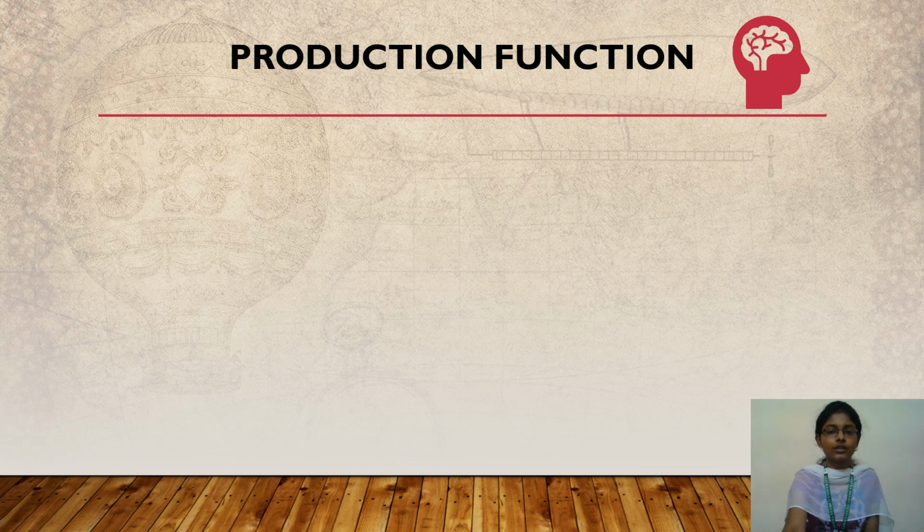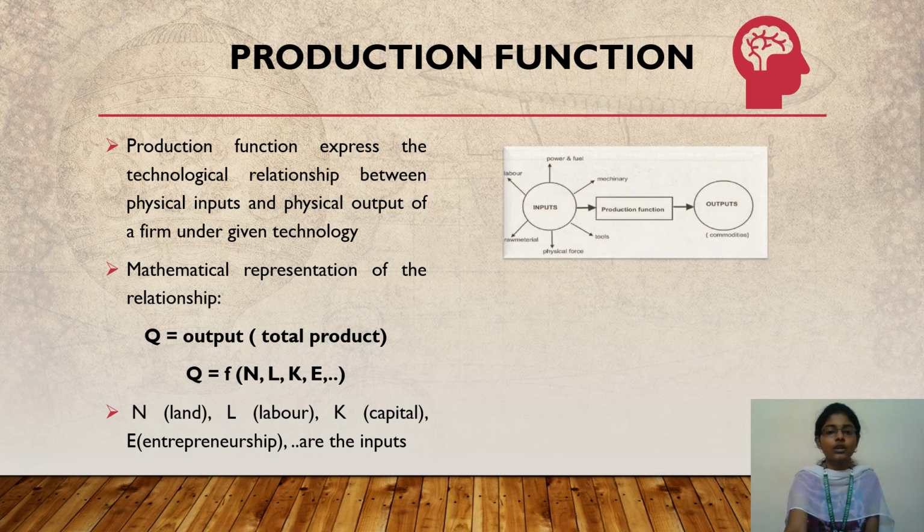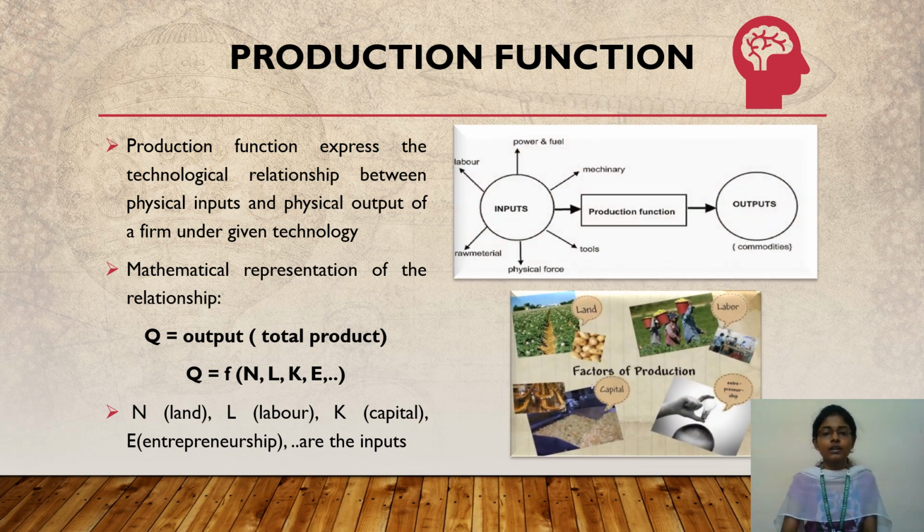Let's see about the production function. It expresses the technological relationship between physical inputs and physical outputs of a firm under given technology. A mathematical expression for the relation is Q is equal to output or total product. Total product is nothing but the factors of production, which is land, labor, capital and entrepreneurship.